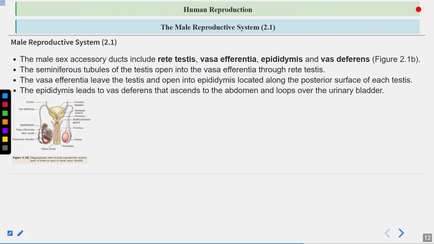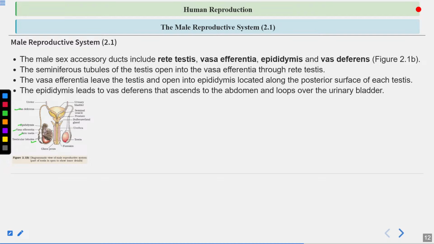So here you can see this is the diagrammatical section view of the male reproductive system, and part of the testes is open to show you the inner details. So these were testicular lobules. Testicular lobules consist of seminiferous tubules. Then you can see rete testis, vasa efferentia, epididymis. These are all accessory ducts. Vas deferens, this is also an accessory duct. Clear?